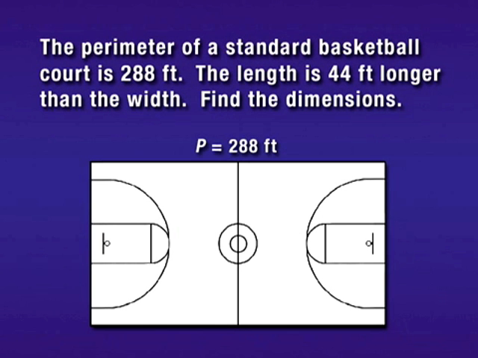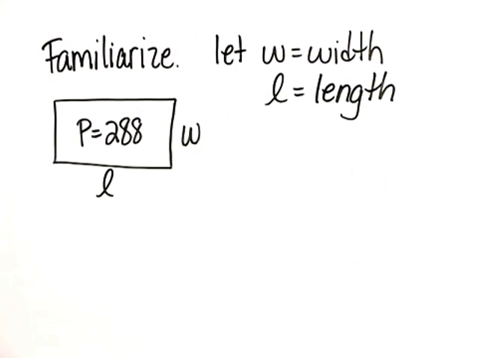The perimeter of a standard basketball court is 288 feet. The length is 44 feet longer than the width. Find the dimensions. The first step in the 5-step process is to familiarize yourself with the problem.